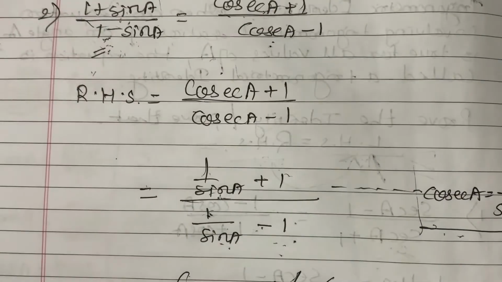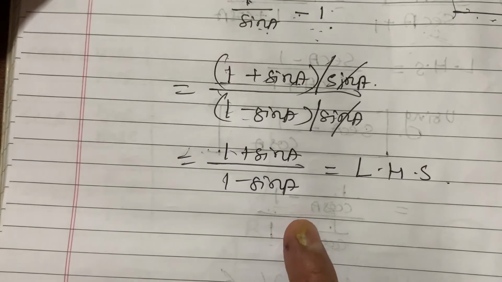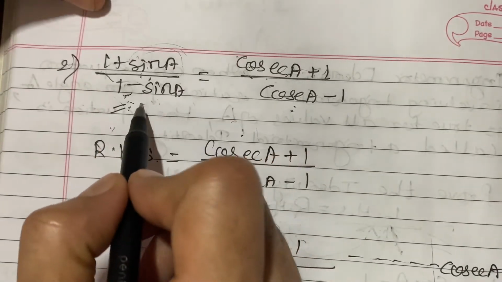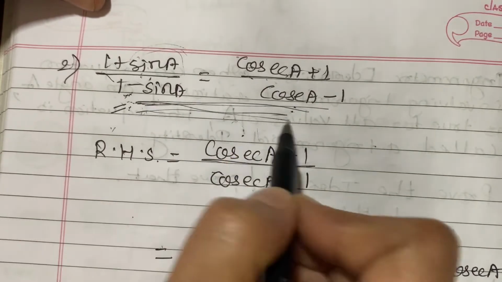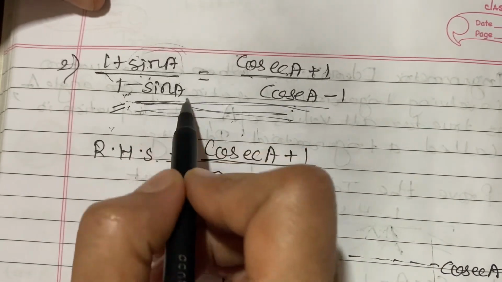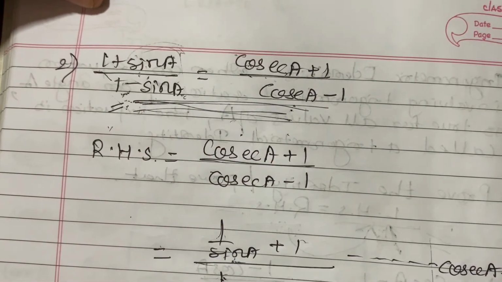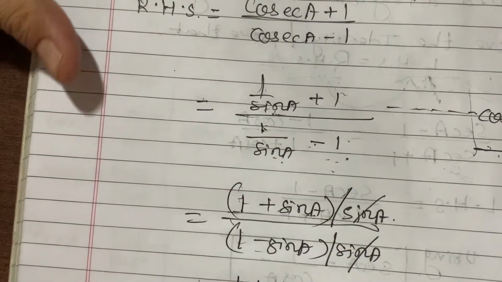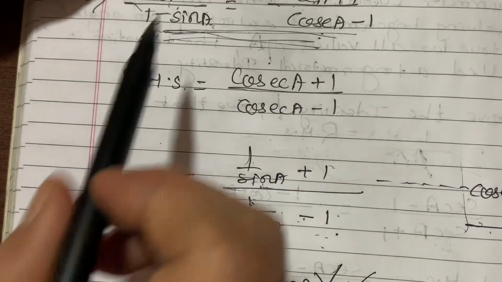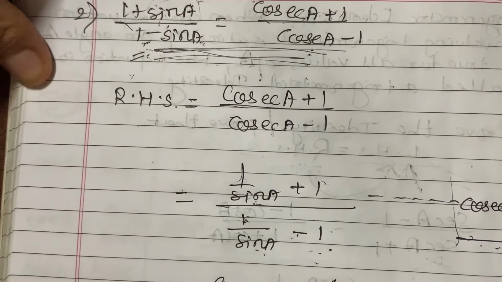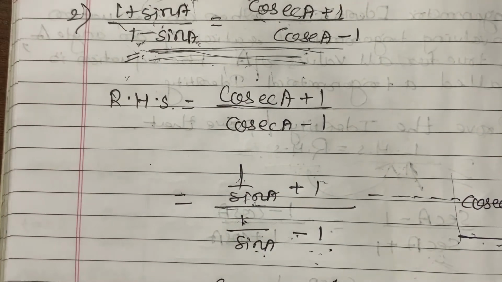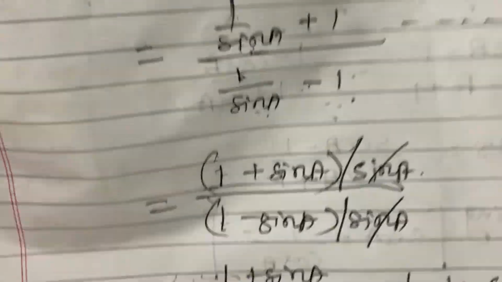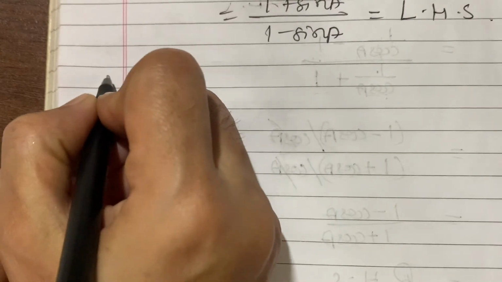LHS. So we started from RHS and we reached the LHS. Yes, we proved the trigonometric identity. This is nothing but a trigonometric identity, which is true for every value of A. Okay. Yes. Now the next example we will consider is example number 3.